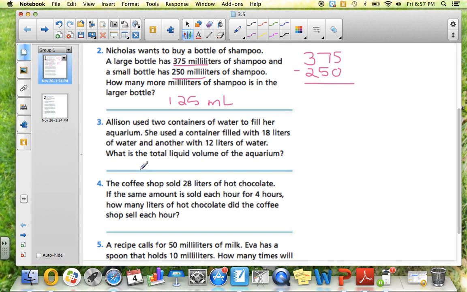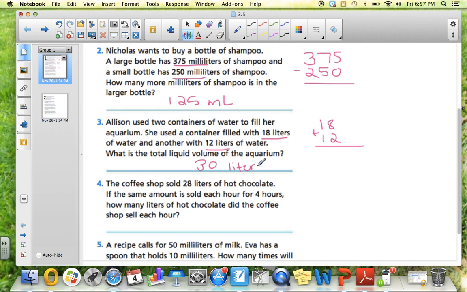All right, number 3. Allison used 2 containers of water to fill her aquarium. She used a container filled with 18 liters of water and another with 12 liters of water. What is the total liquid volume of the aquarium? So it's asking us for the total. She used 18 liters of water with one container and then 12 with another. So how we find the total is we just add them up. So 18 plus 12, and our answer will be 30 liters.